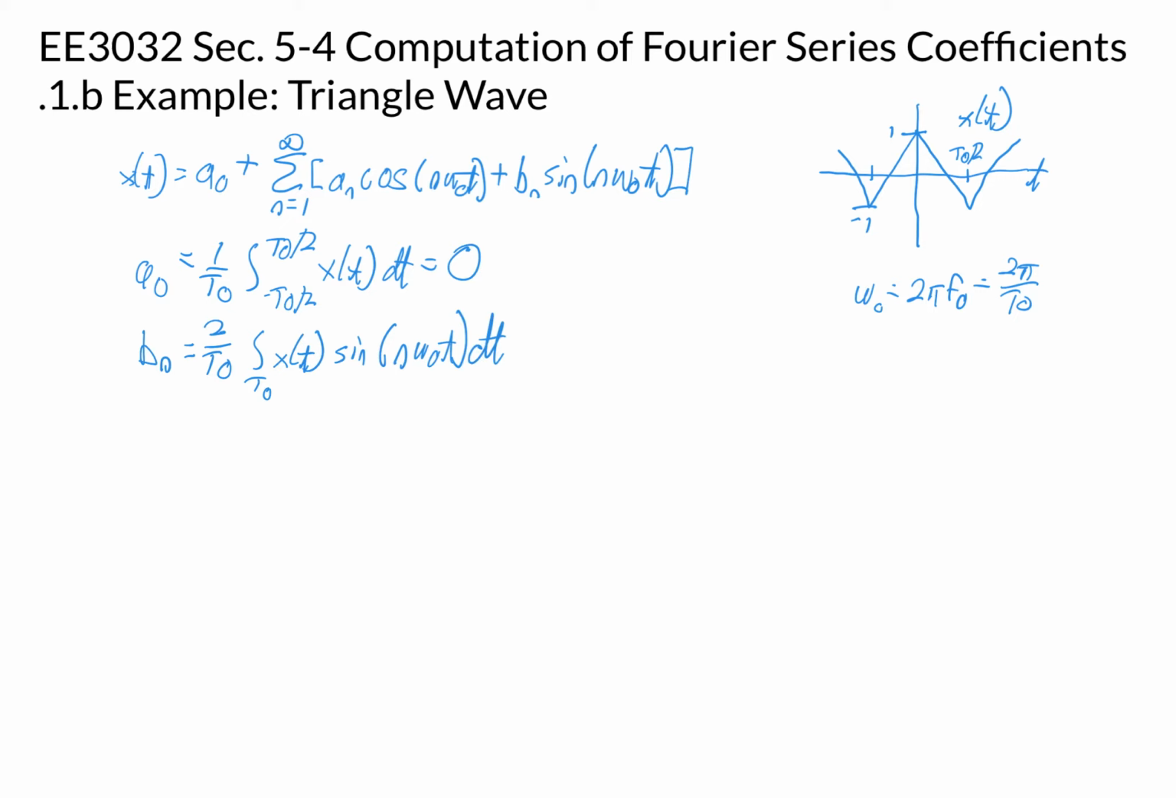Now, sine is an odd function, and our triangle wave here is an even function. So we have an odd function times an even function, so we have an integral of an odd function. The odd function is the sine, and x of t is an even function. And if we multiply an odd function by an even function, we get an odd function.